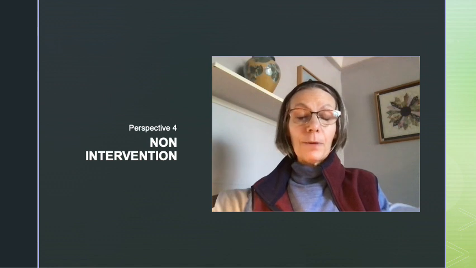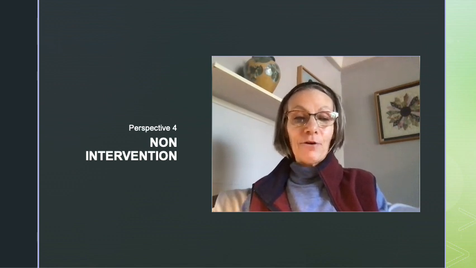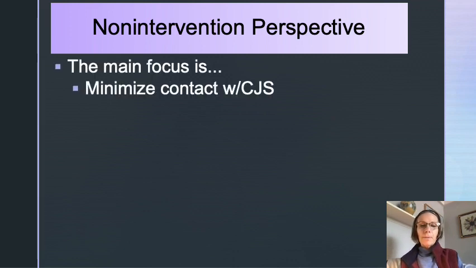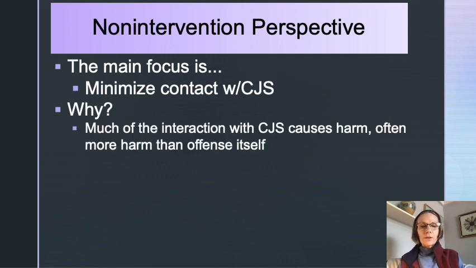The first perspective we're going to be covering in this lecture is the non-intervention perspective. The main focus of the non-intervention perspective is to minimize contact with the criminal justice system. The reason this perspective wants to minimize contact that individuals have with the criminal justice system is because they argue that much of the interaction with the criminal justice system causes harm, and oftentimes the harm that interaction has is actually more harmful than the offense itself.